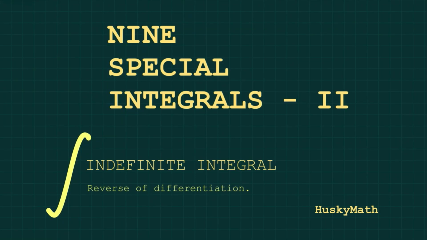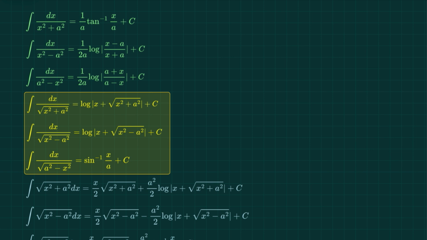This is the second part of our 9 special integrals, where we will be discussing the second set of 3 integrals. In the previous 3 formulas, there were no square roots. So it is very similar to the previous 3, just the formulas are different. But the way we have to deal with the question is the same.